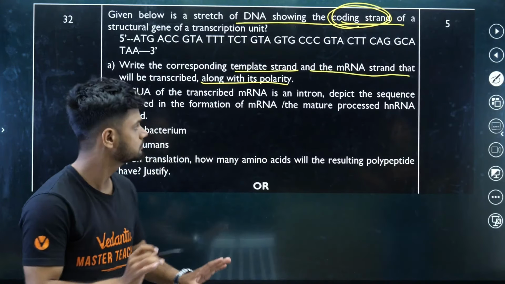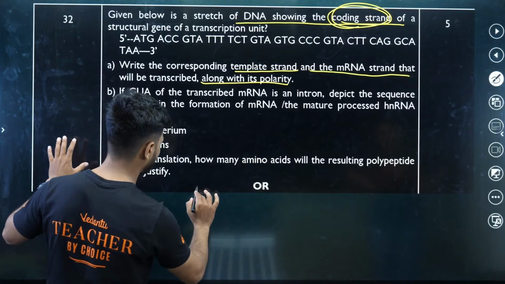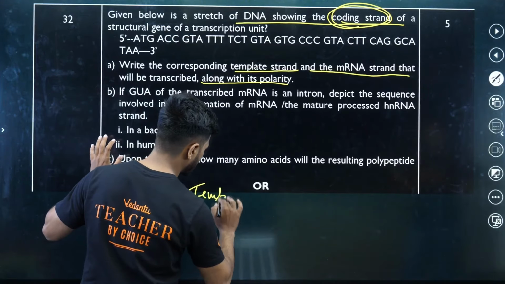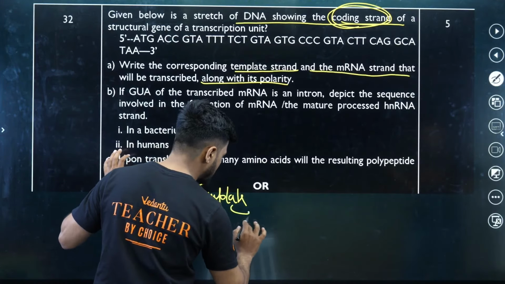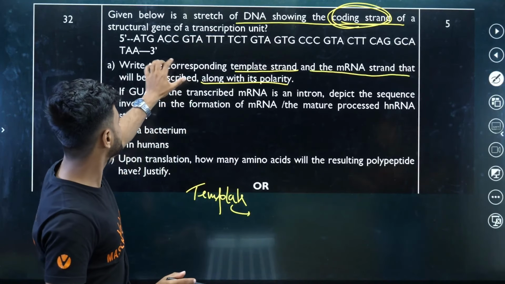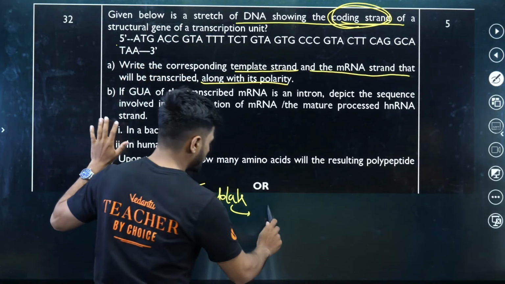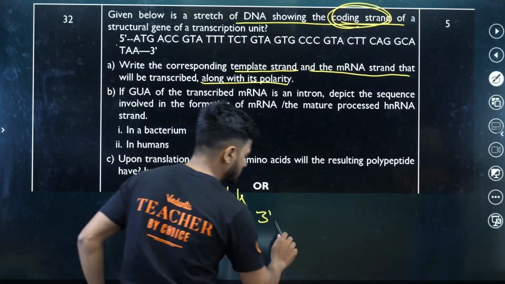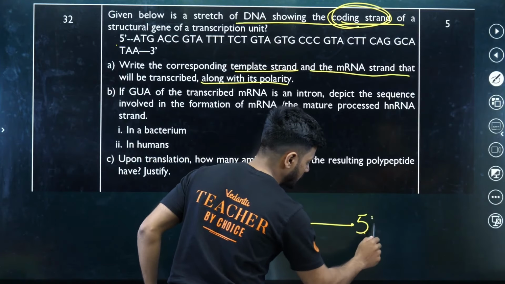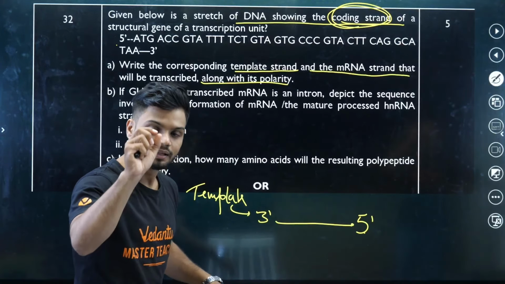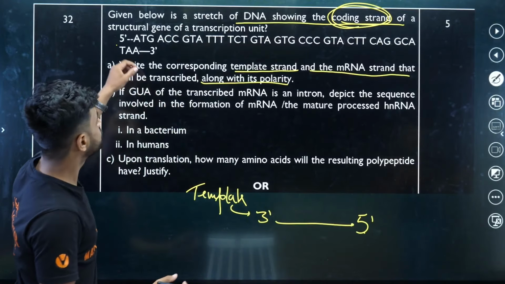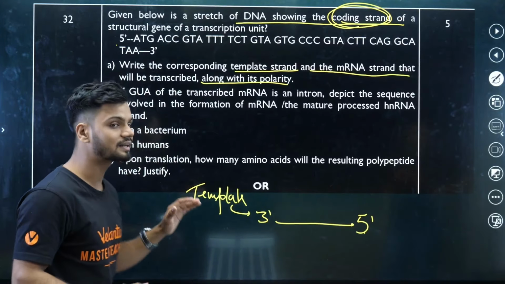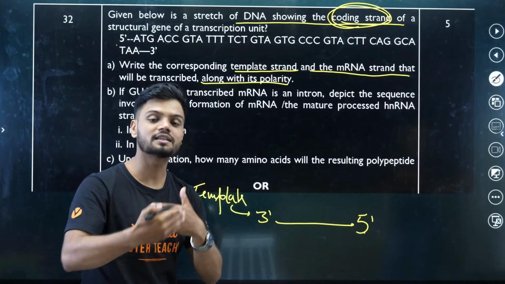Now, very simple. Remember, first is the template strand. They're asking you for the template strand. Always remember, if your coding strand is running from 5' to 3', your template strand will run from 3' to 5'. That is the polarity first. The next point is that your coding strand and template strand are completely opposite.